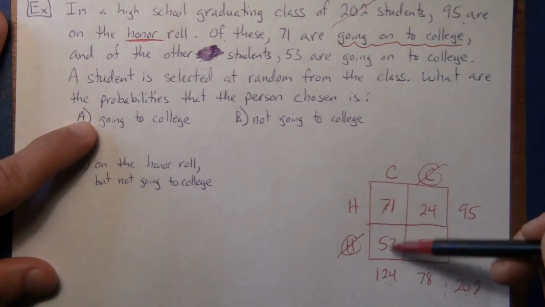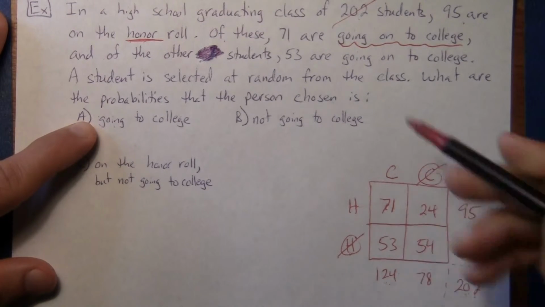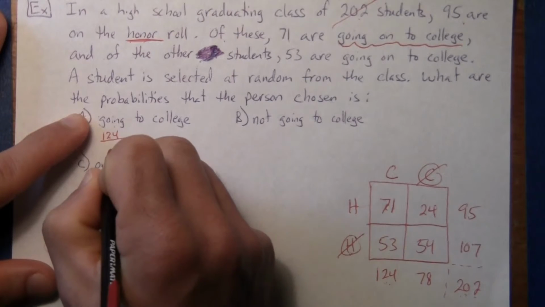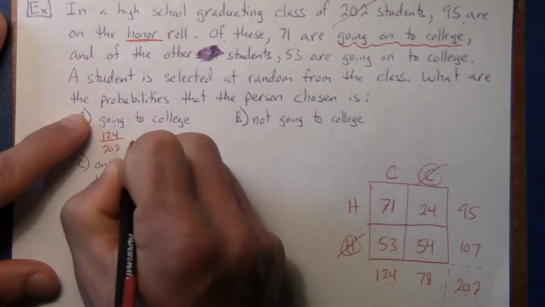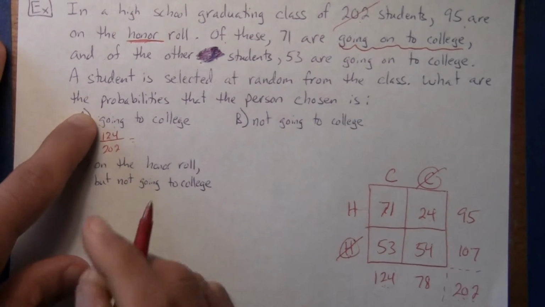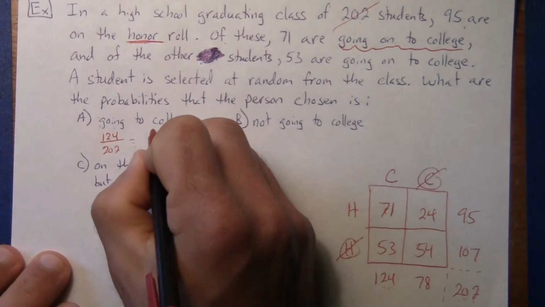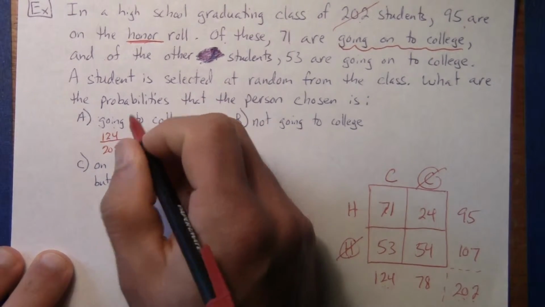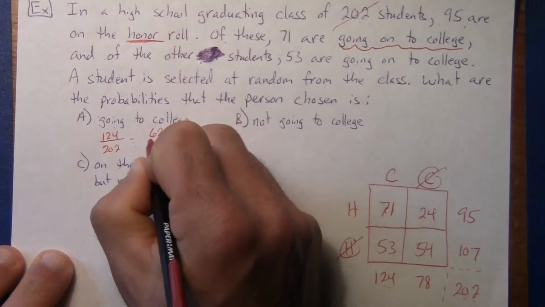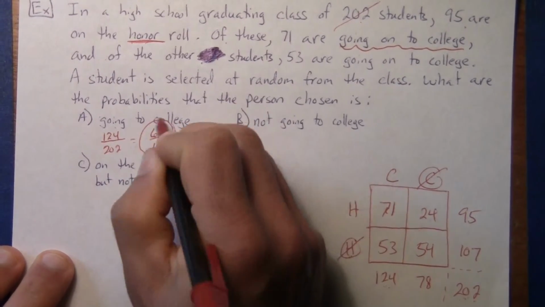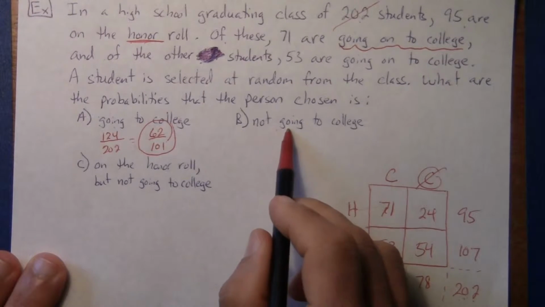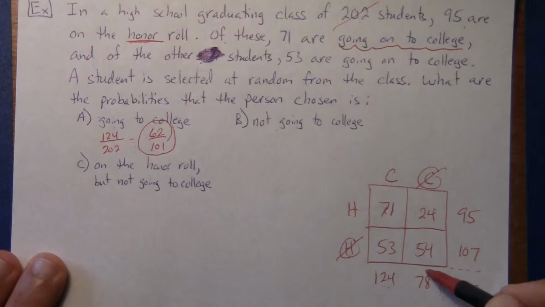This row represents the kids going to college, so it's this number divided by the total. So it's 124 kids that are going to college out of the 202. And if I simplify that down, divide both by 2, I should have 62 over 101. And there's my probability.